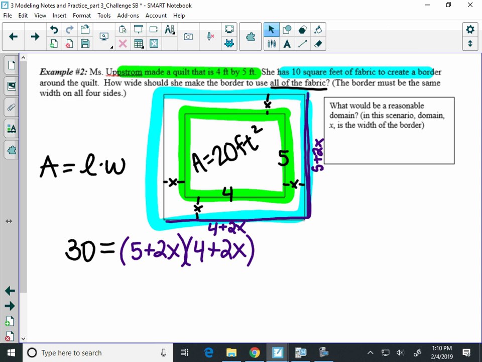Now let's do this one by factoring. You have enough room. All right, are we okay so far?